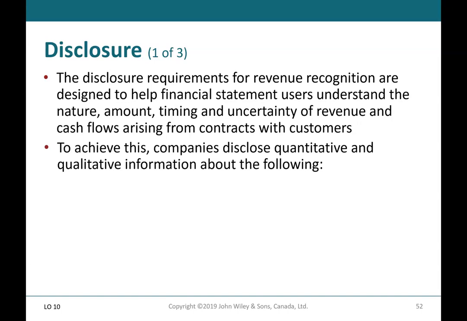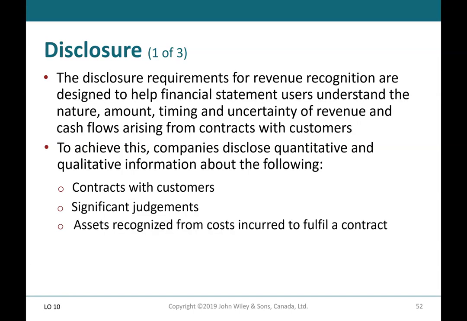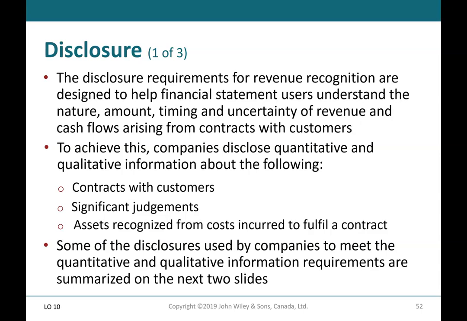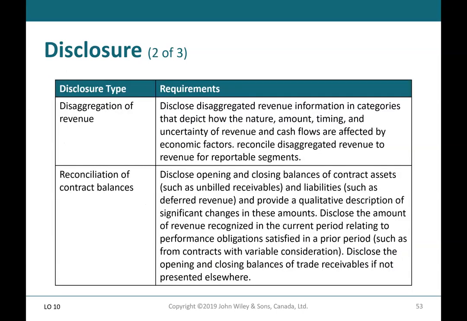To achieve this, companies disclose quantitative and qualitative information about the following: contracts with customers, significant judgments, assets recognized from costs incurred to fulfill a contract. Some of the disclosures used by companies to meet the quantitative and qualitative information requirements are summarized on the next 2 slides. Disclosure 2 of 3. Disclosure type. Disaggregation of revenue.